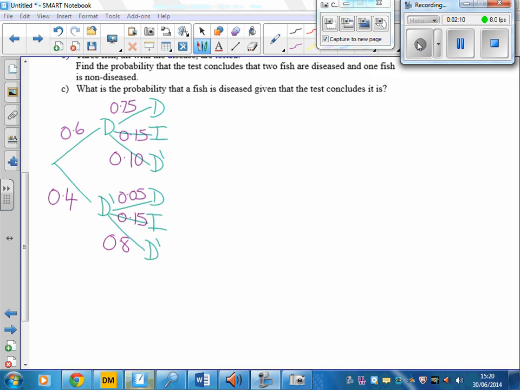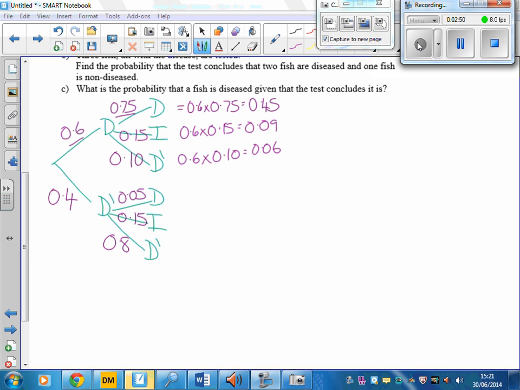So then working out the probabilities: a fish being diseased and the test showing it was diseased is 0.6 multiplied by 0.75, which equals 0.45. A diseased fish and the test being inconclusive is 0.6 multiplied by 0.15, which is 0.09. A diseased fish and the test saying it was not diseased is 0.6 multiplied by 0.1, which is 0.06.